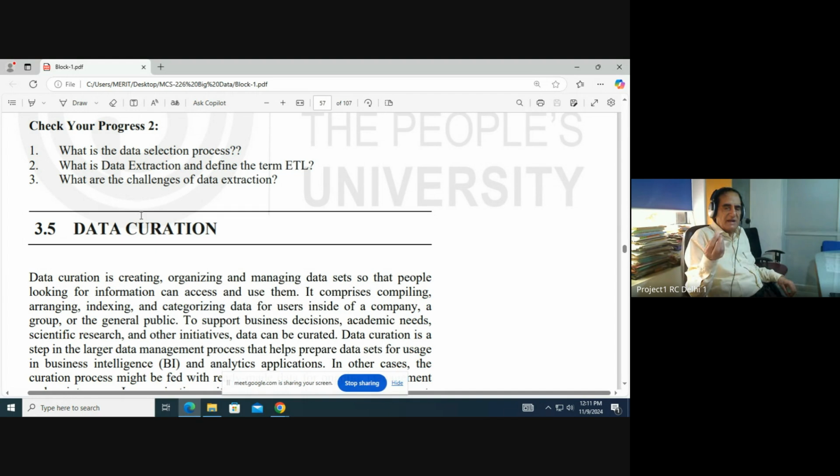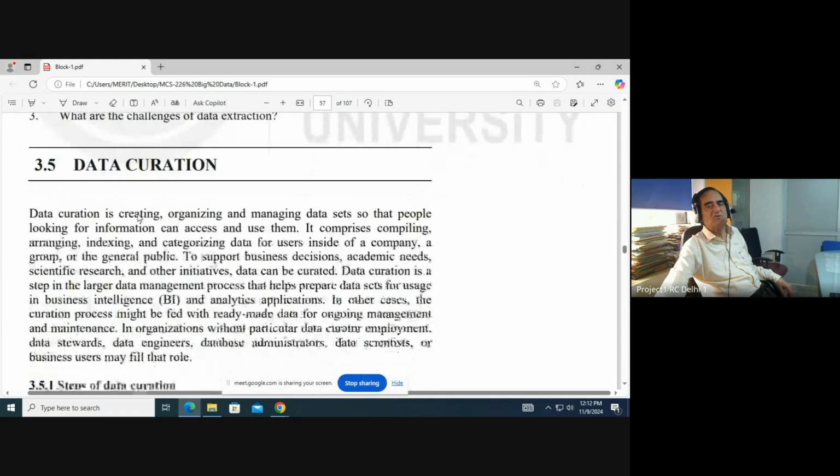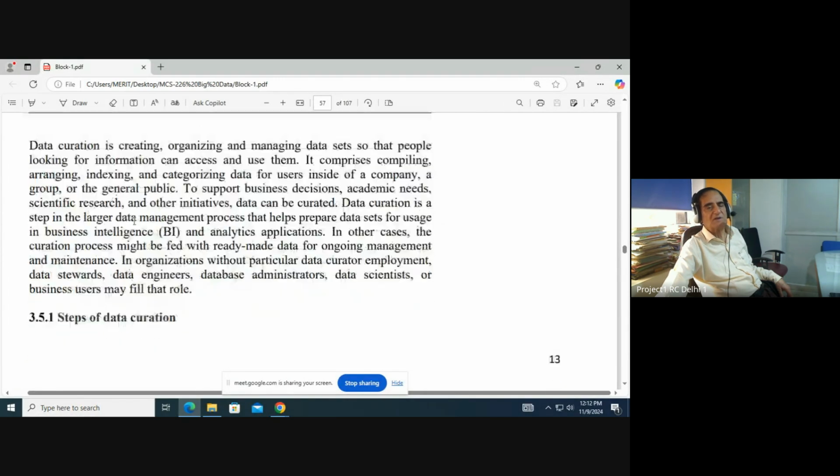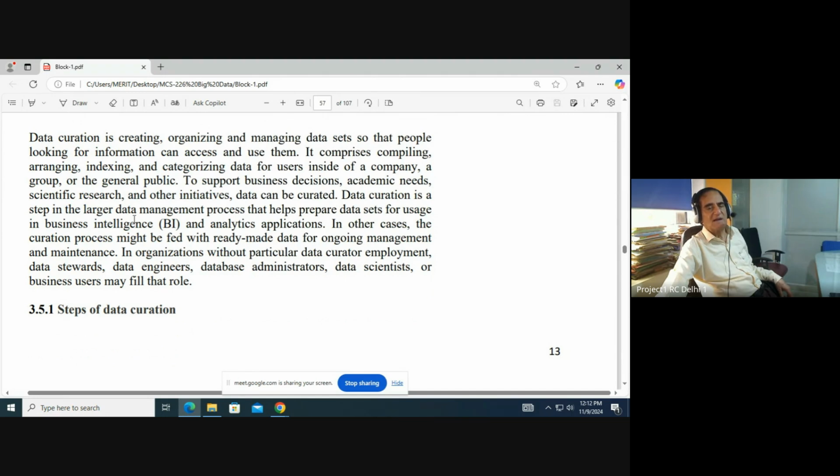Curation is creating, organizing, and managing data. You create it, organize it, and manage it so that people looking for information can access and use it. That's it. For business intelligence and analysis applications, all these are important things. So data curation is a step in the larger data management process that helps prepare data sets for use in business intelligence and analytical applications.